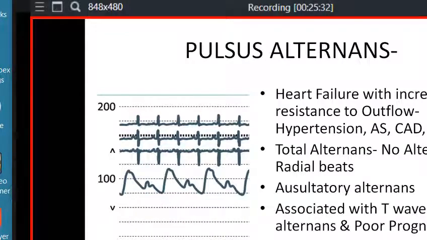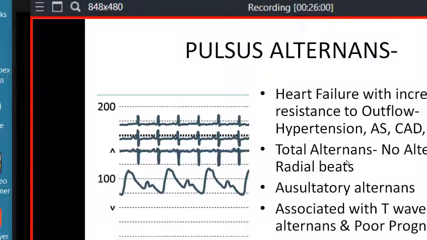Pulsus alternans, again, is a sign of heart failure along with obstruction or resistance to outflow. So it is usually found in atherosclerosis, aortic stenosis, and coronary artery disease. So unlike dicrotic pulse, you see this with increased age also. So dicrotic pulse is when the aorta gets stiff. You may not be able to see this, but you will get it even if the aorta is stiff.